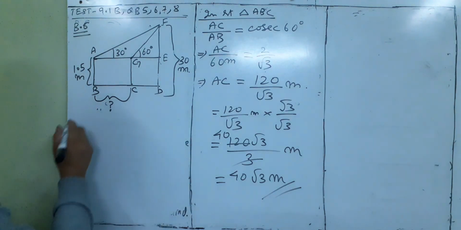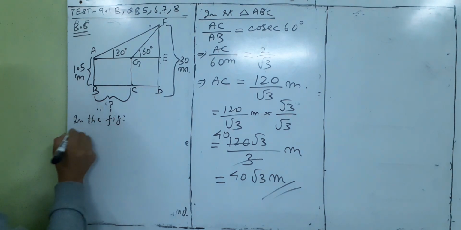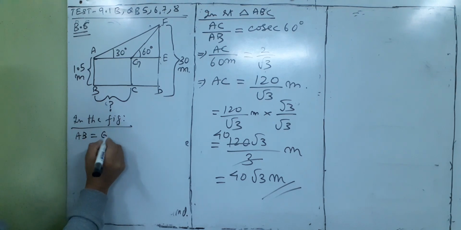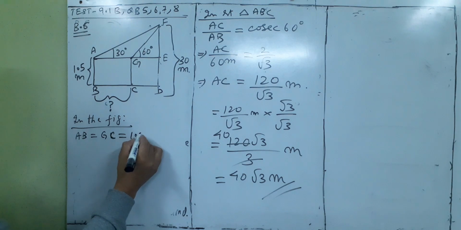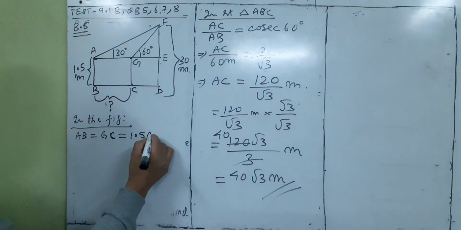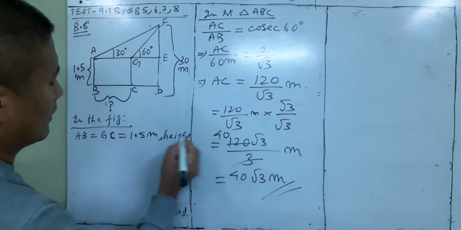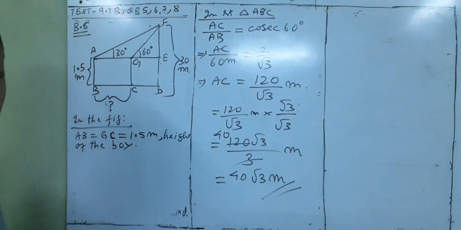Okay. So let us write here in the figure that we have drawn just now. Here, AB equal to GC, because this is the same boy, right? Just changing position. So he will have the same height, whether his position is changed also. So this is the height of the boy.